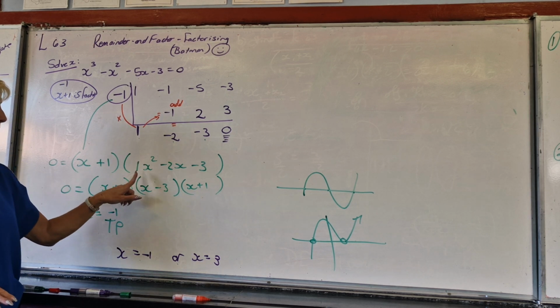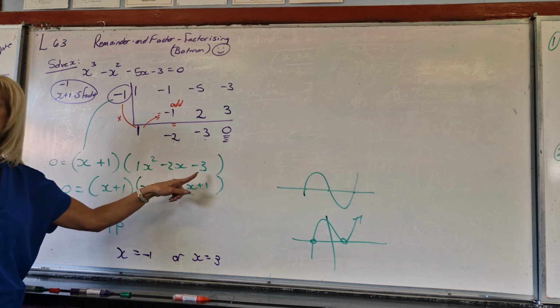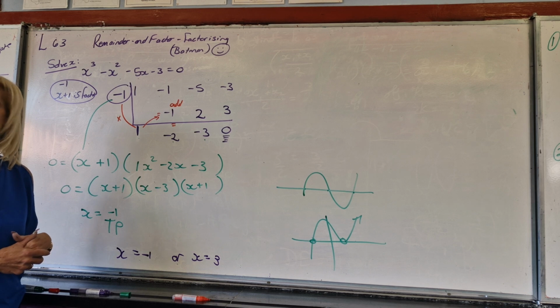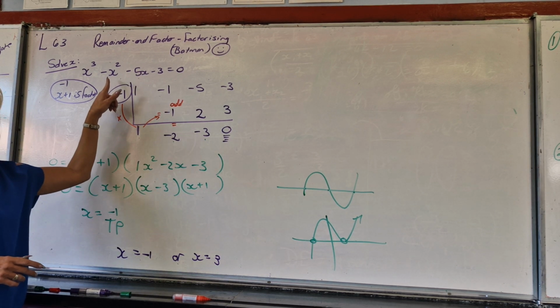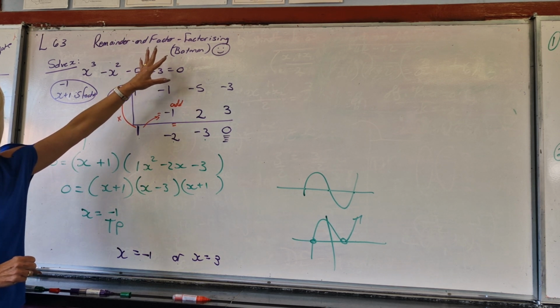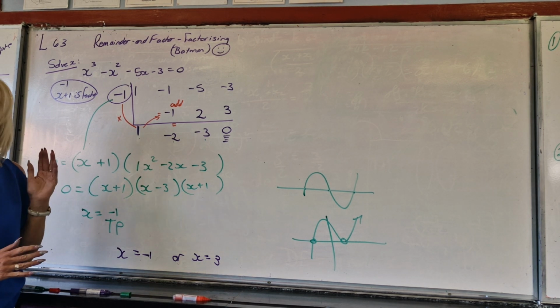So it could be that this was a linear one, but this was a power 3 one. Then you'd have to do it again and again until everything's factorized. That's above and beyond what we require of you. Just saying that if it's more than power 2, the technique is the remainder factor theorem, or the factorizing method that I showed you with synthetic division.